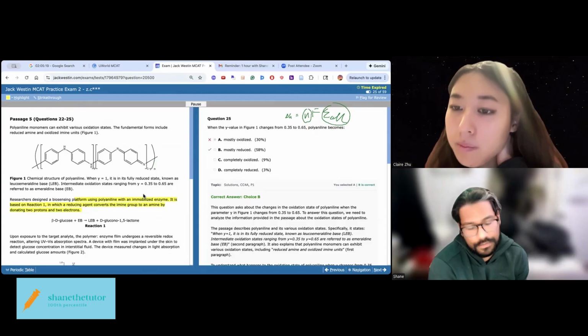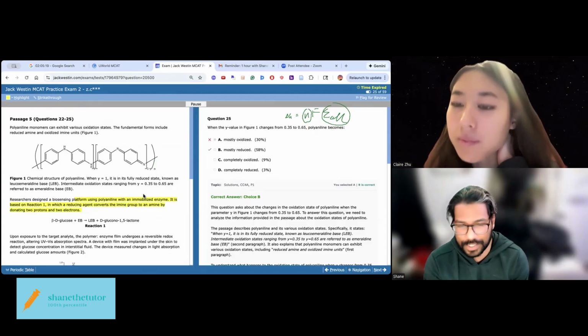Redox is going to be everywhere on the test anyway.